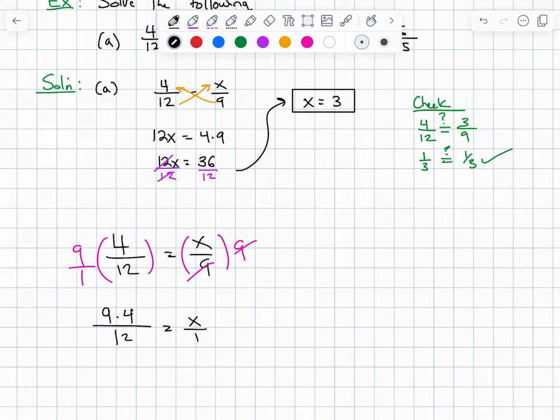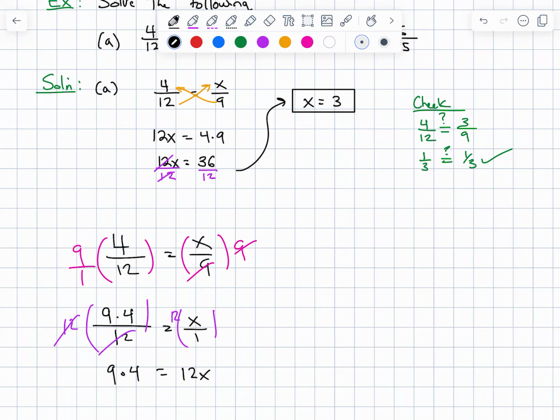And then what I can do, so this is the same equation. I have not done anything that has been mathematically invalid. And then the next thing that I'm doing is I'm multiplying both sides by 12. That cancels the 12 on the left-hand side, giving me on the left-hand side exactly 9 times 4, and on the right side 12 times x, or 12x. That is why cross multiplication works. It's basically doing two steps in one.